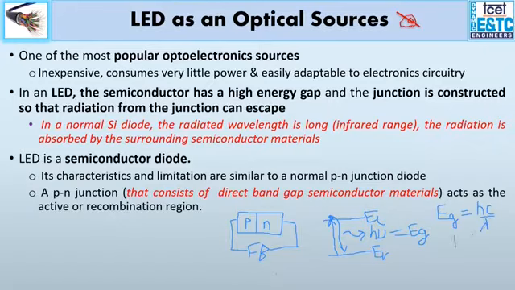Or we can say that the wavelength of the photon that we will be getting is hc by Eg. Now if we write Eg in electron volts, what is the electron volt unit? Eg in electron volts, can anyone tell me?